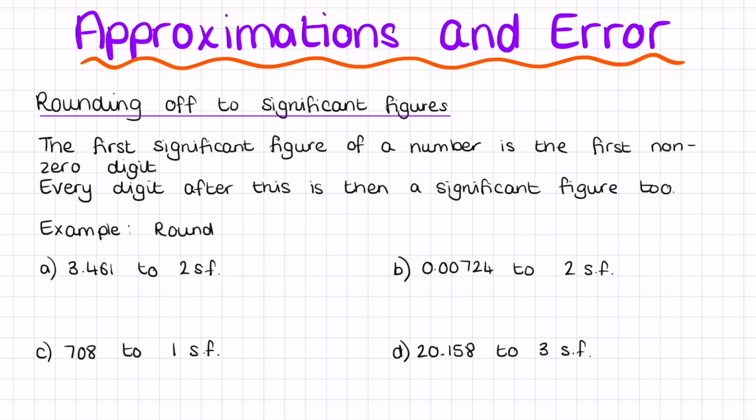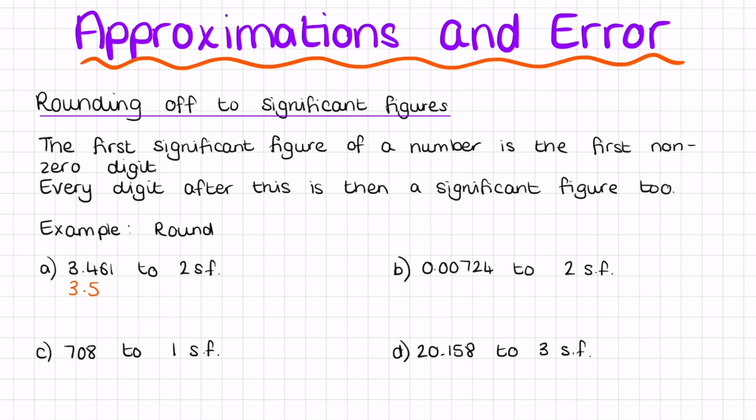Some examples here. Round the first one, 3.461, to 2 significant figures. The 3 is the first non-zero digit, so that's significant, and we want 2 significant figures, so it would be 3 point. Now the 4 is significant, that's our second significant figure, but we have to round it up to 5 due to the 6 afterwards, so it would be 3.5.